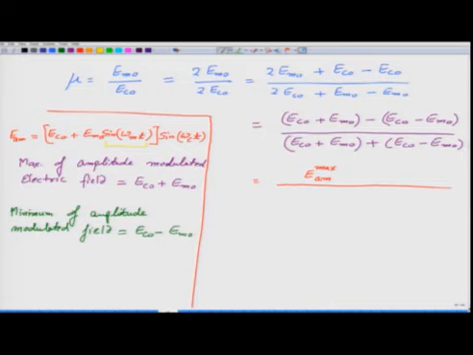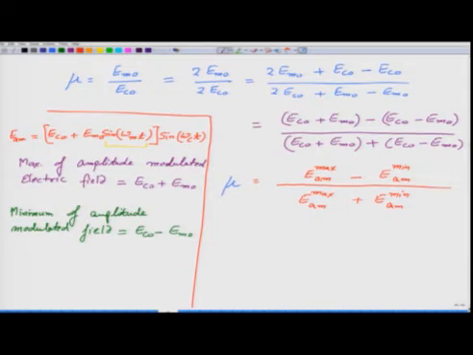So, using this we can write the amplitude modulation index mu as being equal to the maximum of the amplitude modulated wave minus the minimum of the amplitude modulated wave, divided by E max of the amplitude modulated wave plus E min of the amplitude modulated wave. So, this is another way of defining the amplitude modulation index.